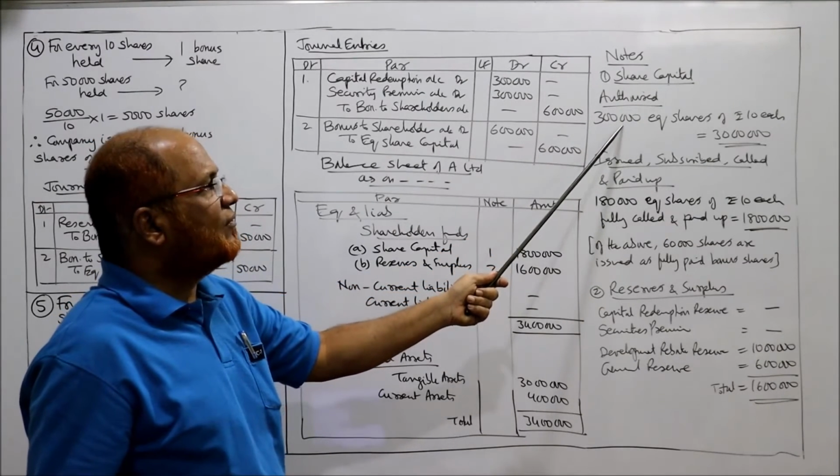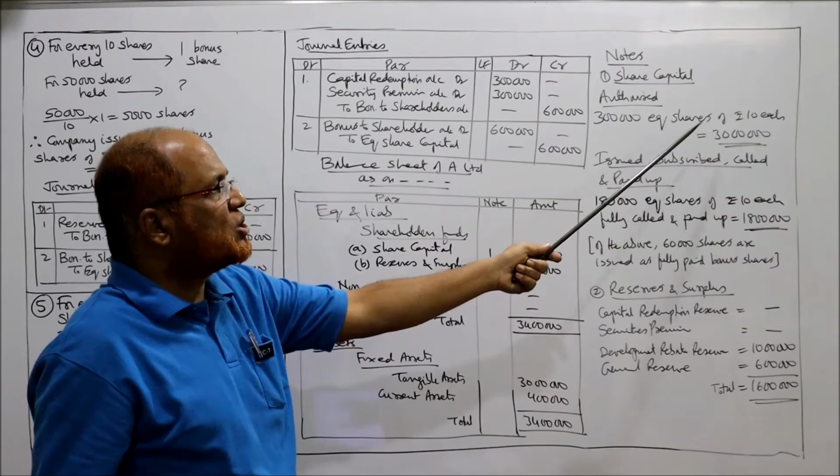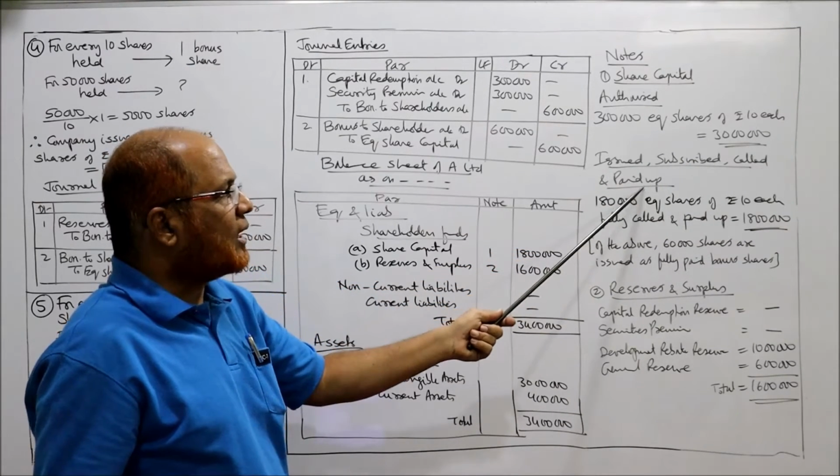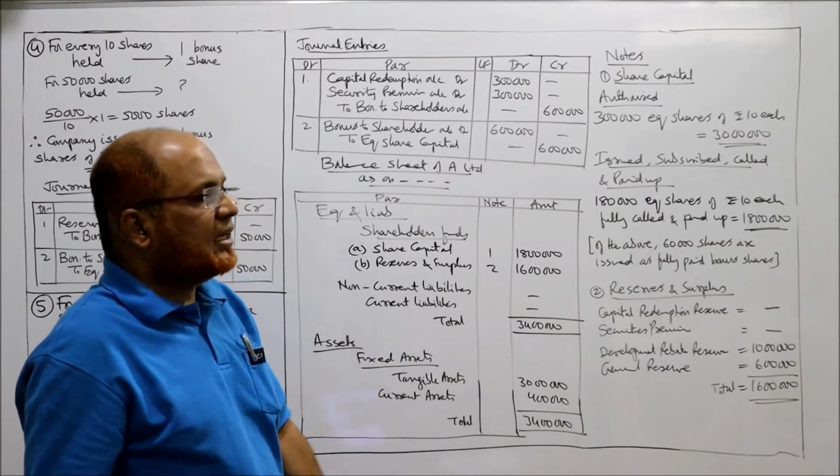We are just giving the information: 3 lakh equity shares of 10 each, 30 lakh. Then issued, subscribed, called and paid up 1,80,000.